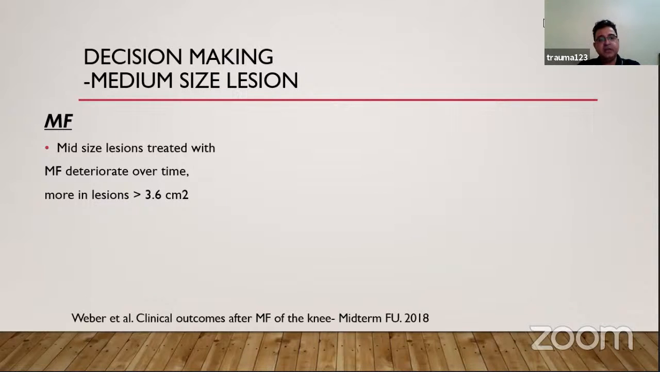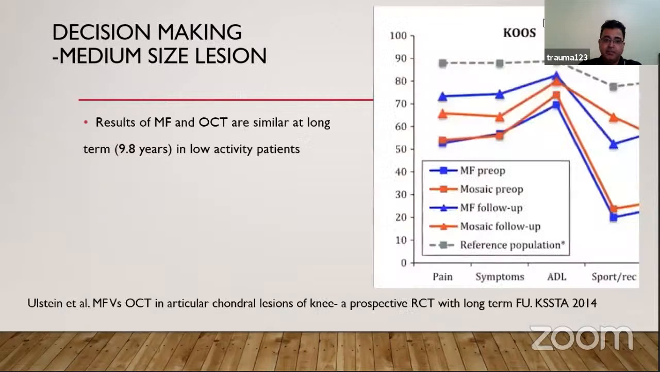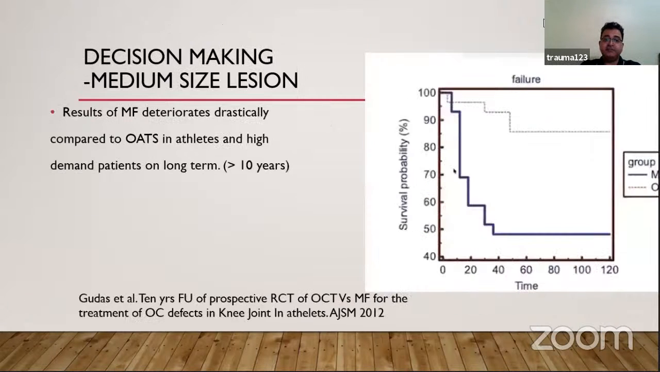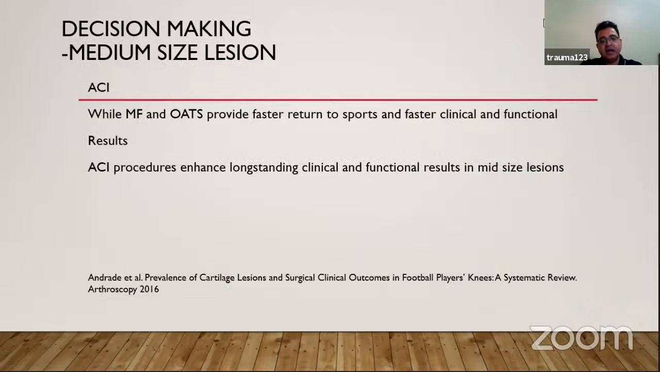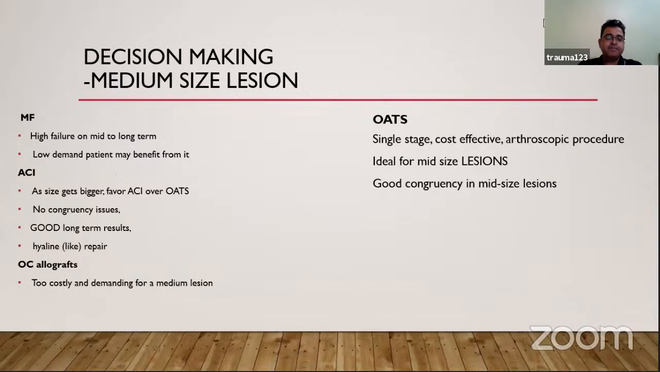Whereas in medium lesions, if treated by microfracture, it deteriorates over time if the lesion size is more than 3.6 square centimeters. But there are studies which have shown that microfracture and OATS are similar in low-activity patients. In athletes and high-demand patients, microfracture deteriorates very rapidly, and ACI produces enhanced long-standing clinical and functional results in mid-sized lesions.